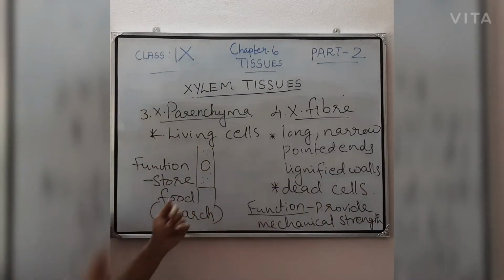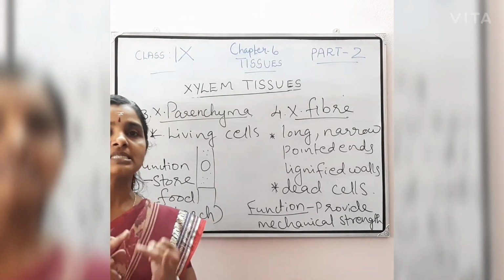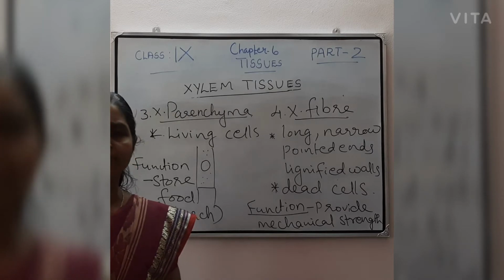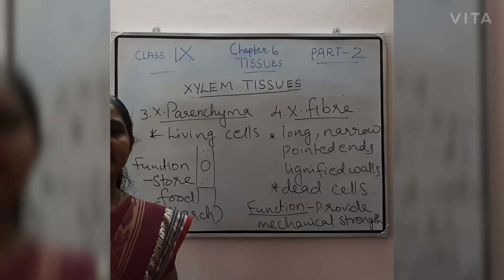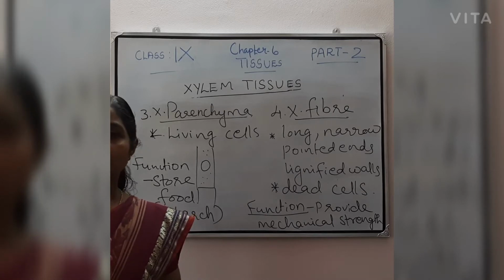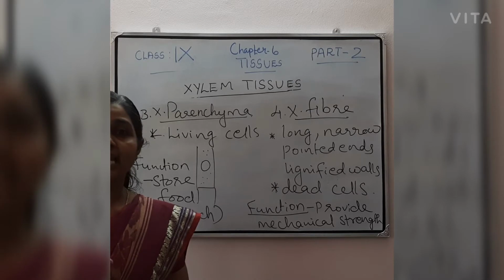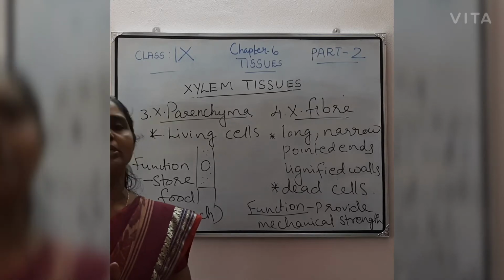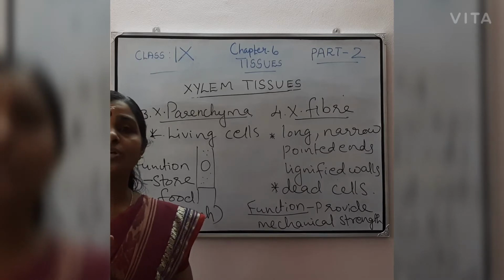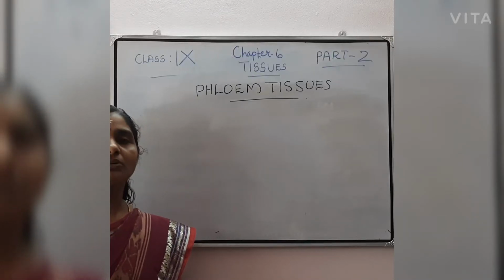Okay, so that's about the xylem elements. Which are the xylem elements? Tracheids, vessels, xylem parenchyma and xylem fibers. Of these, tracheids and vessels conduct water and minerals, and xylem fibers provide mechanical strength, or support. And the function of xylem parenchyma is storage of food material.